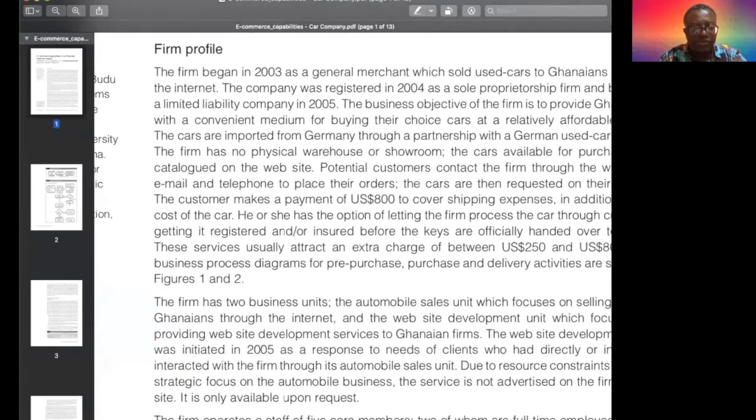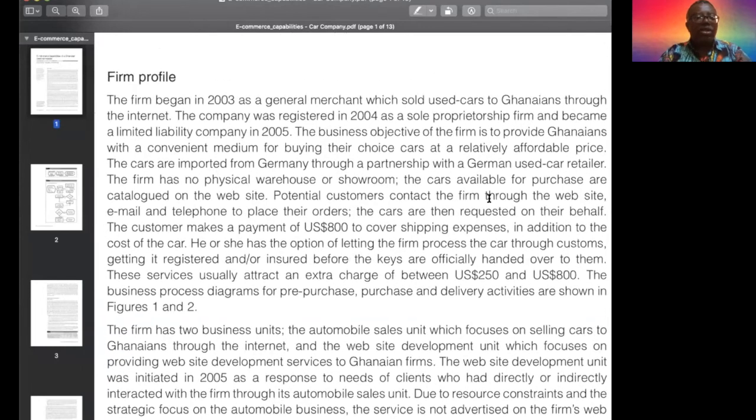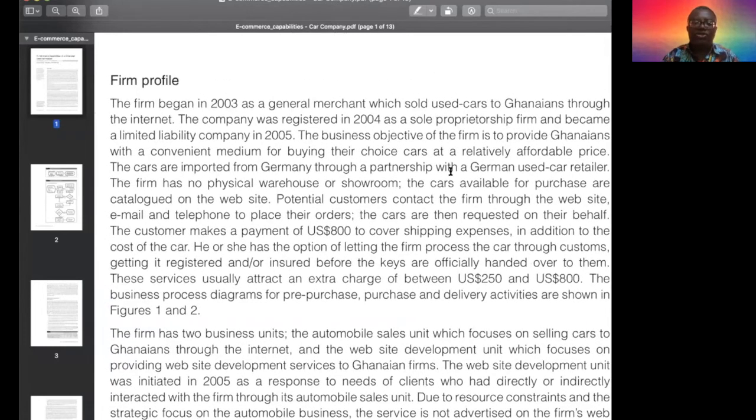How that firm began. Okay. So here, remember what I showed you in my slide, that the case is supposed to have a case context. The case context will define the what, the when, the who, the how. It just gives us a background of the case.